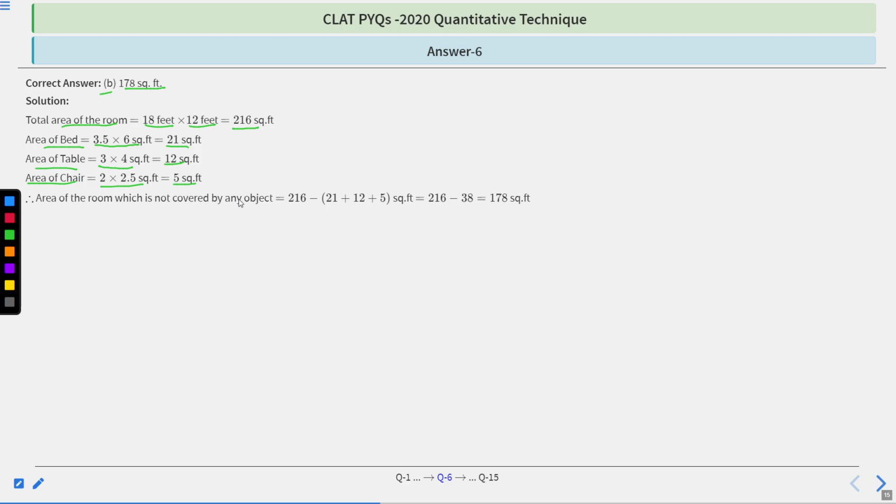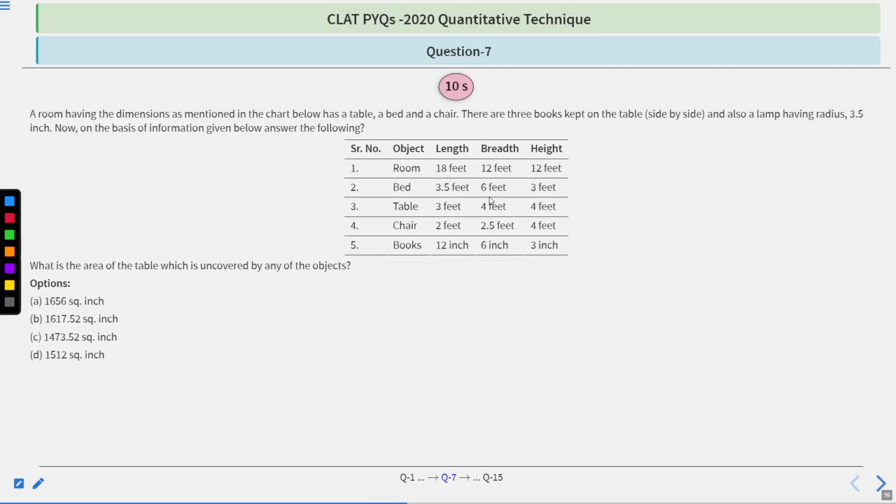Area of room which is not covered by any object, 216 minus this much. You will have 216 minus 38 means 178 square feet. I hope the explanation is very clear to you. Let's move to the next question.